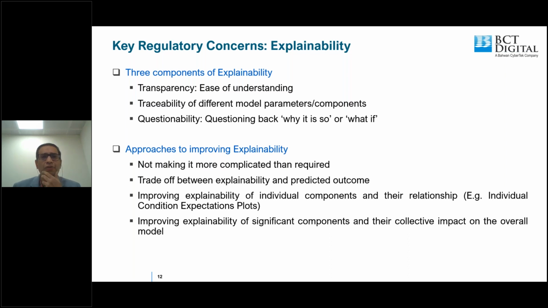And some of the approaches for how you can improve the explainability would include not making the model more complicated than what is required. There is always a trade-off between accuracy and explainability, and the trade-off should always be maintained considering the interests of various stakeholders. And there are various techniques to improve the explainability part. Like, how do you explain the individual components through, let's say, techniques such as your expectations plot and so forth? And how do you explain the impact of the components put together? So individually explaining it is one thing, and explaining the collective impact is another thing. There are various techniques which are beyond the scope of this discussion. So how you do this is one important aspect of explainability.